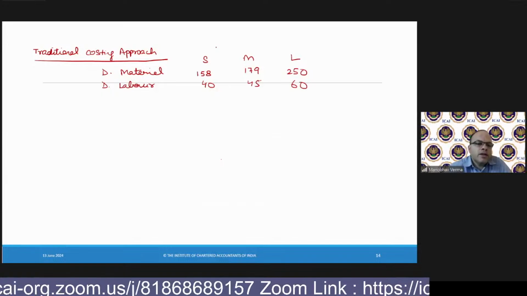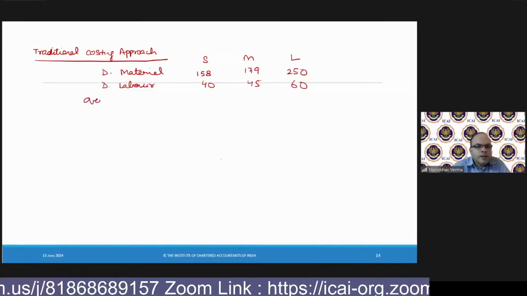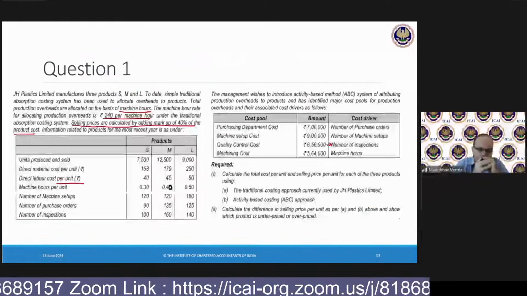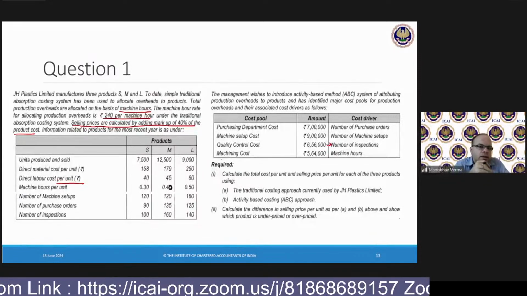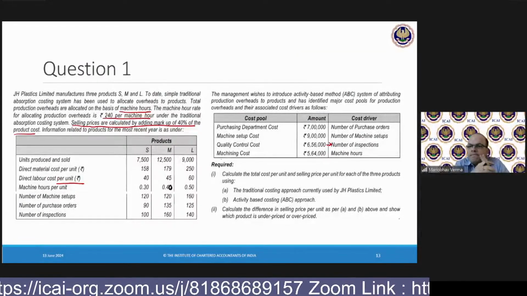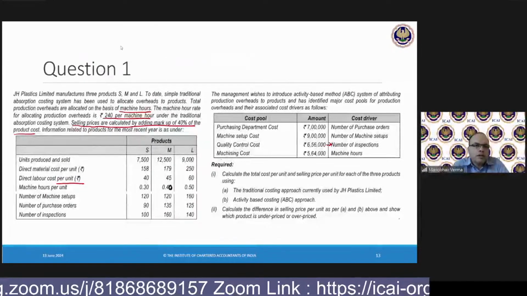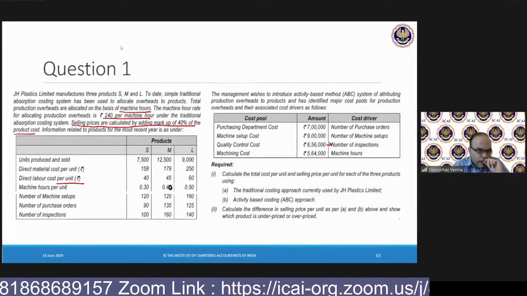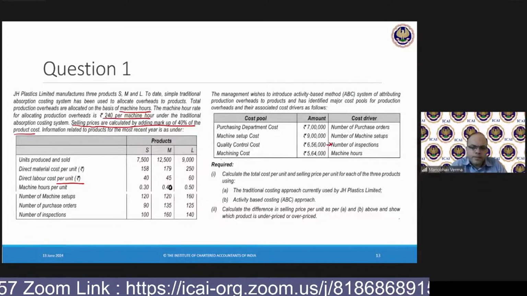Now, the next element here comes into the overhead, right? So I need your inputs, guys. I need your help. What will be the overhead based on the traditional costing for each of these products? Let me know, guys. Any thoughts? What all information would be relevant for us for allocating the overhead under the traditional system here? Requesting your answers for S, M, L. What will be the overhead here?